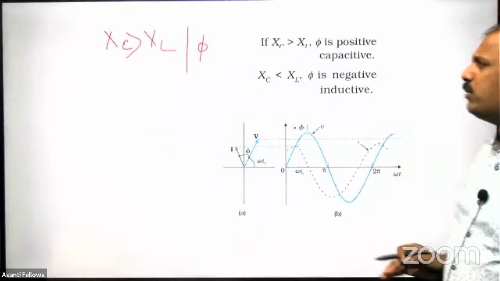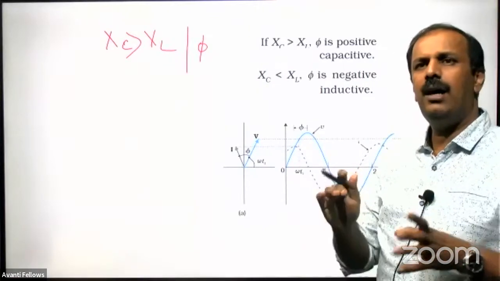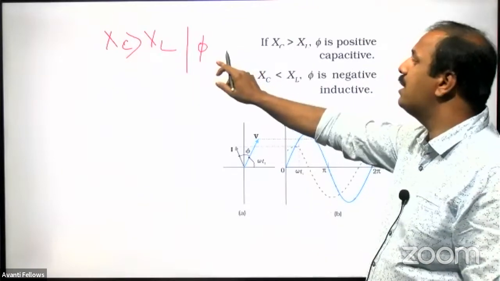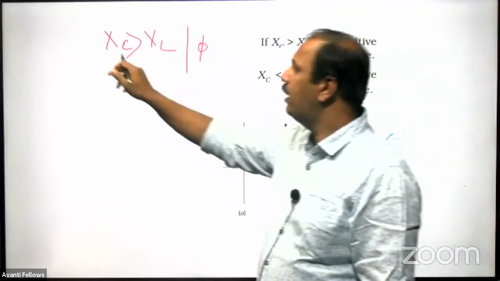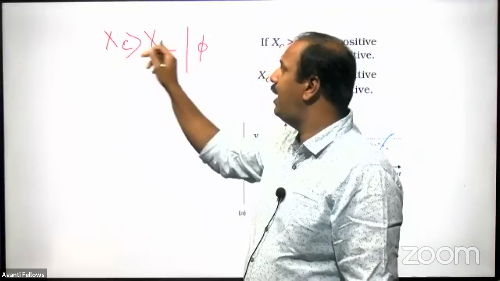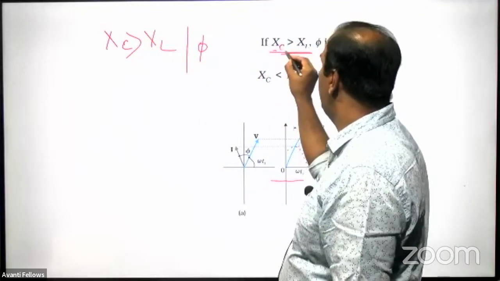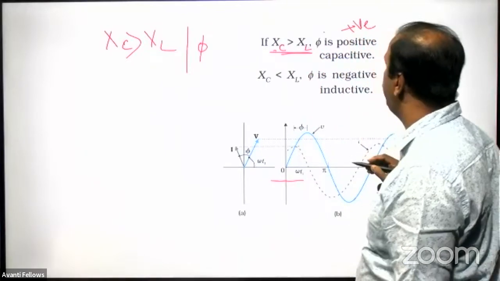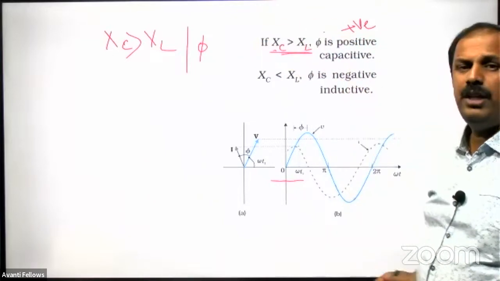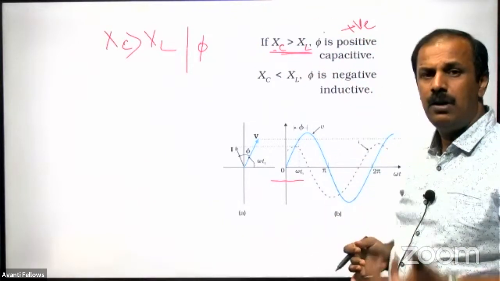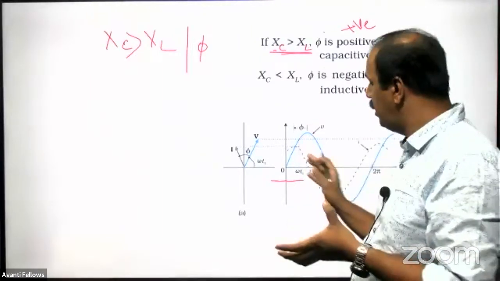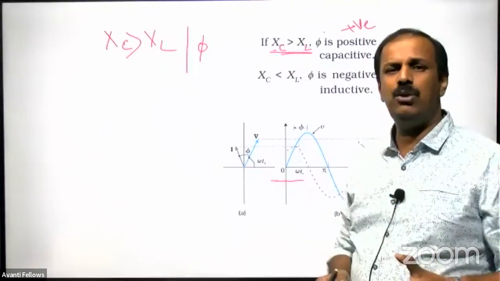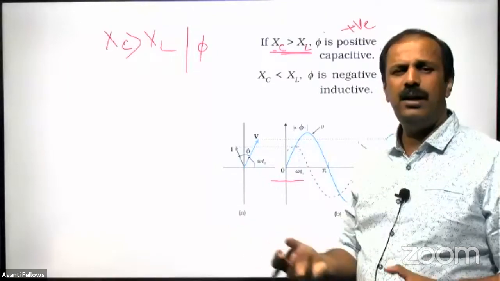So if XC is greater than XL, then phi will be positive. Phi is positive means what? Current and voltage, if you take, phi is the angle of current, plus phi is for current. So the current is leading. I think it's clear. If XC is greater than XL, in that case phi is positive. When phi is positive, what is the meaning? The circuit is predominantly capacitive. So that is very important. This is given as an example, but in general we cannot say in an LCR circuit whether current is leading or voltage is leading like that.